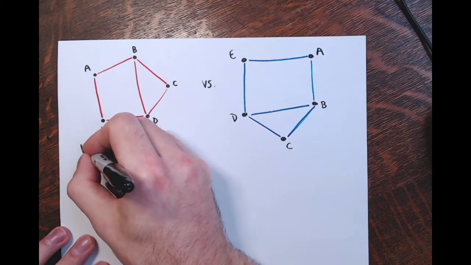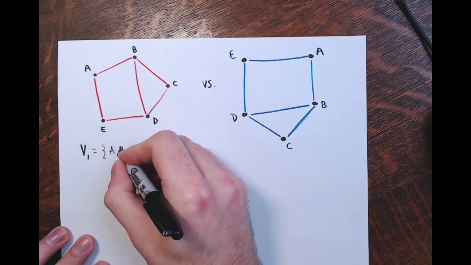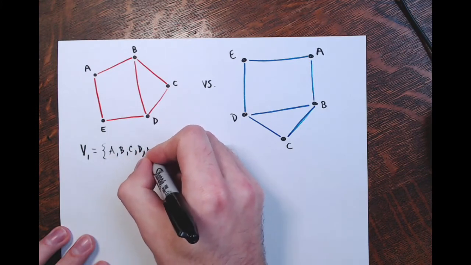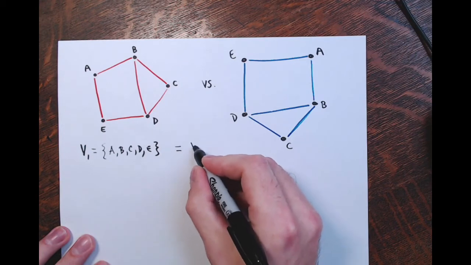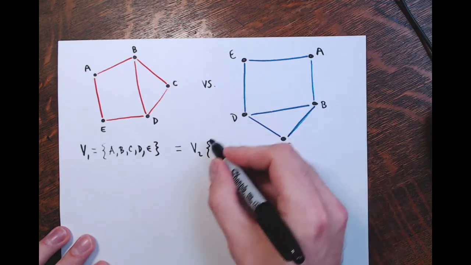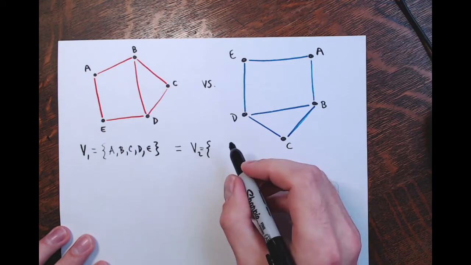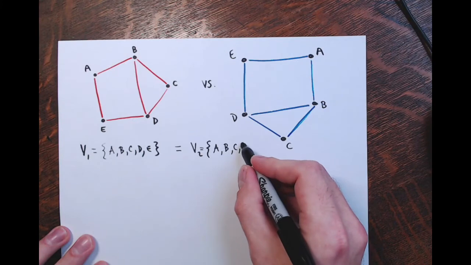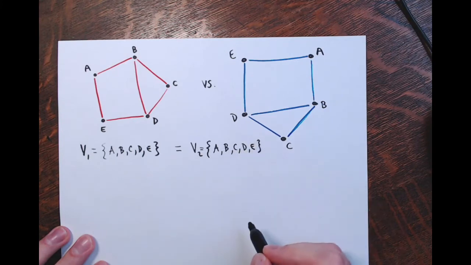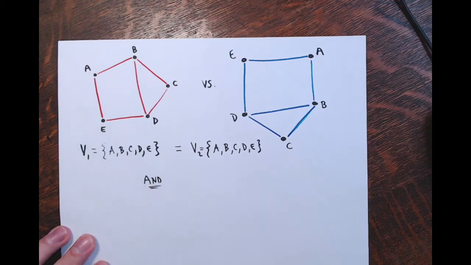So let's say the vertex set for graph 1 has the vertices A, B, C, D, and E. And that is equal to the vertex set for graph 2. I'll call this graph 2. The vertex set for graph 2 is also vertices A, B, C, D, and E. Wonderful. But on top of that, we have to show that they have the same edge set as well.